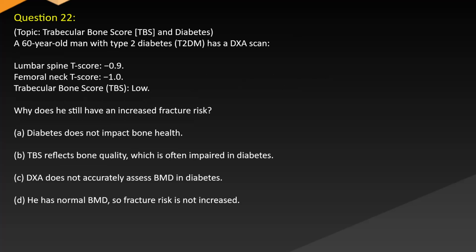Question 22. Topic: trabecular bone score, TBS, and diabetes. A 60-year-old man with type 2 diabetes, T2DM, has a DSA scan: lumbar spine T-score, negative 0.9, femoral neck T-score, negative 1.0, trabecular bone score, TBS, low. Why does he still have an increased fracture risk?